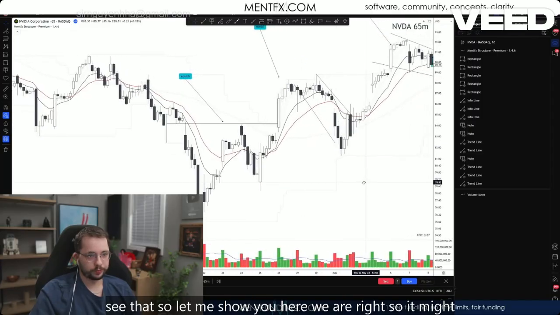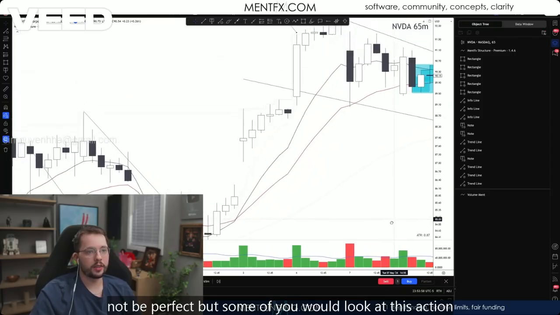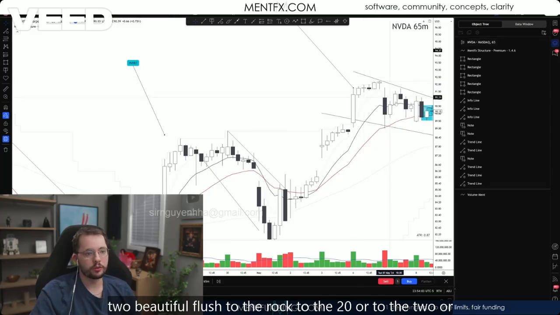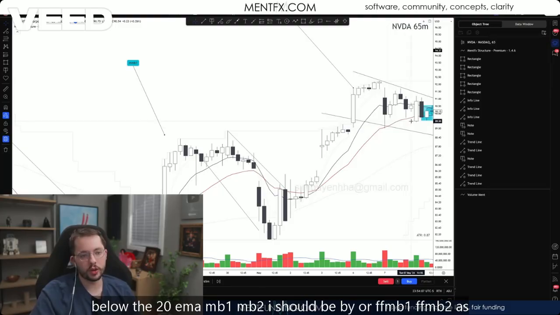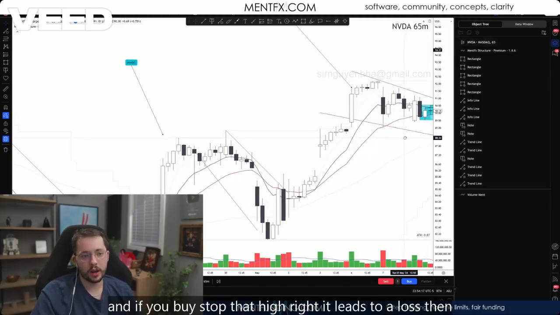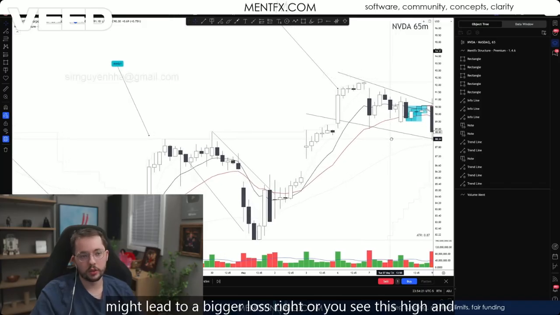Here we are. Right, so it might not be perfect, but some of you would look at this action right here and say something along the lines of clean stage 2, beautiful flush to the 20 or below the 20 EMA, MB1, MB2, I should be buy, or FFMB1, FFMB2, as per the portal material, I should be buy stopping that high. And if you buy stop that high, right, it leads to a loss, then might lead to a bigger loss.